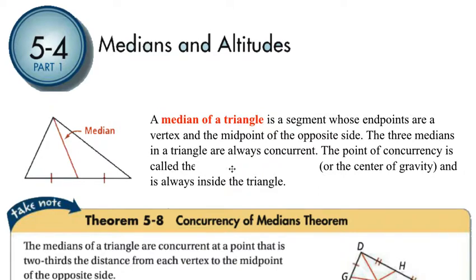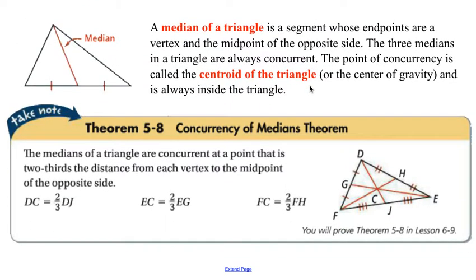When we have all three medians in a triangle, they are concurrent, so they will all meet at a single point, and that point is called the centroid of the triangle. Sometimes in science we also call that the center of gravity, and it's always on the inside of the triangle. I know some of these specific points could be either on the triangle or in the triangle or outside of the triangle, but in this case the centroid is always inside the triangle.